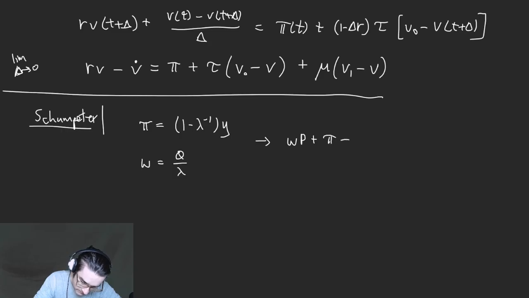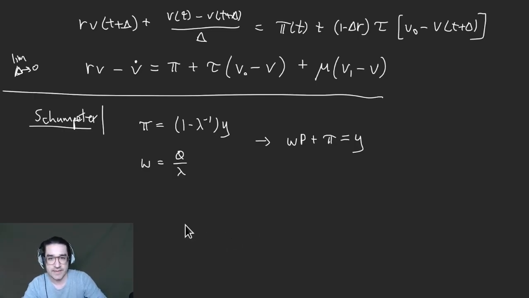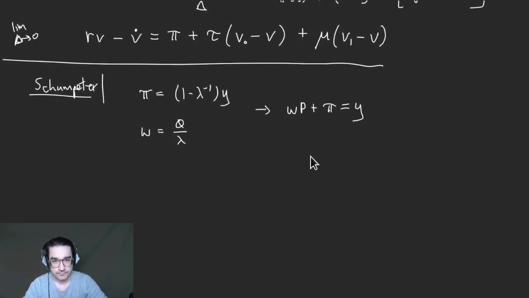All right, and in particular, this implies that WP plus pi is equal to Y. Because if you think about WP, tack a P on here, you're going to get WP is equal to QP over lambda, which is Y over lambda. And if you add those two together, you get Y.